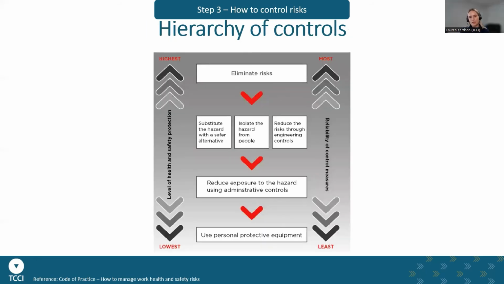Now, a key part to control measures is the hierarchy of controls. Again, this is straight out of the codes of practice, but you can see up the top there, the highest level of health and safety protection, and it's the most reliable. So you always start at the top. The hierarchy of controls can be applied to any risk, and the work health and safety regulations make it mandatory for duty holders to work through the hierarchy of controls.